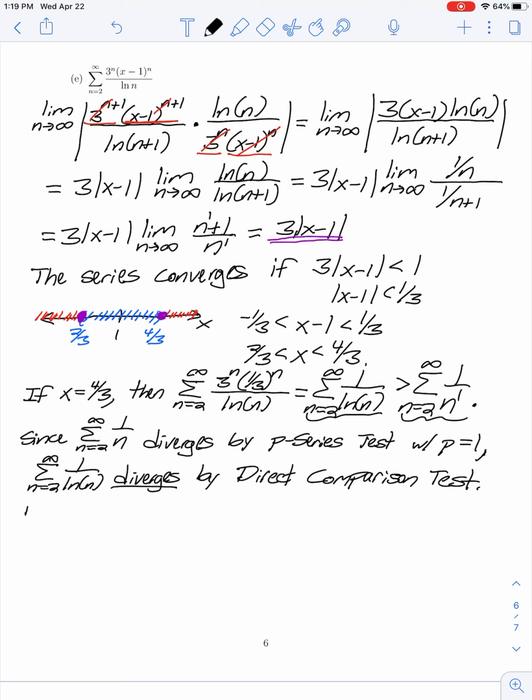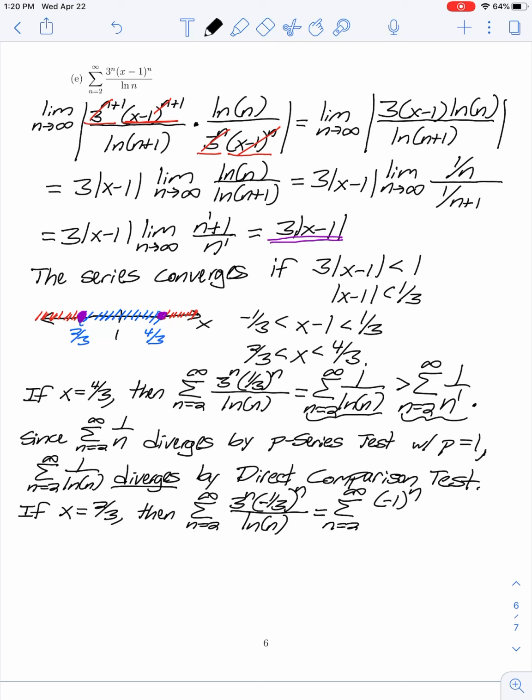And then let's look at the left endpoint of that interval. If x is equal to 2/3, then our series is the sum from 2 to infinity of 3 to the nth times x minus 1, which would be negative 1/3 to the nth, over the natural log of n. So we have an alternating series, negative 1 to the nth over the natural log of n. And to determine the convergence or divergence of an alternating series, we have to apply the alternating series test.